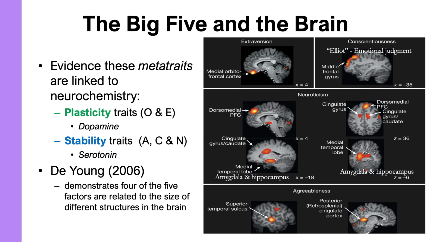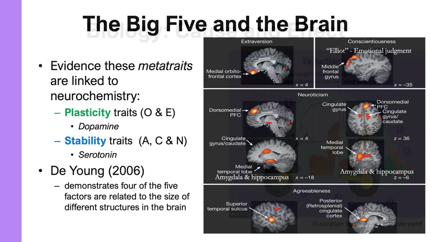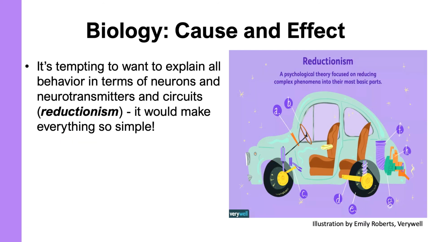Let's talk about that a little bit more, though. It's really tempting to go through all these and explain all of individual differences, all of personality, and all of the personality characteristics by the size of different structures in the brain, or the functioning, or the activity, or levels of dopamine or serotonin. And that idea, being able to reduce complex behaviors to individual parts, is something called reductionism. And it is tempting because it would really simplify everything.